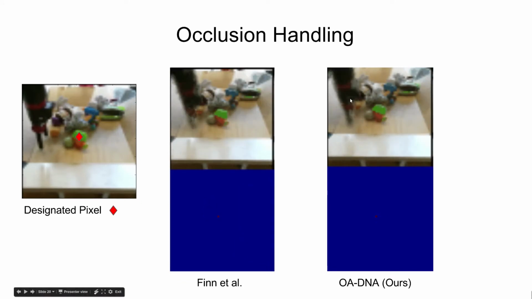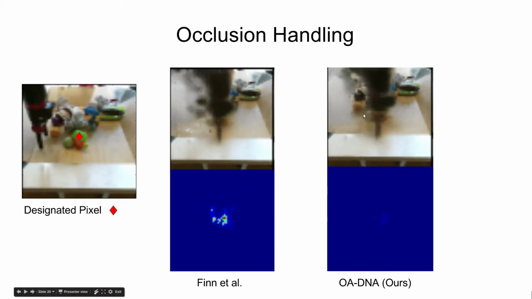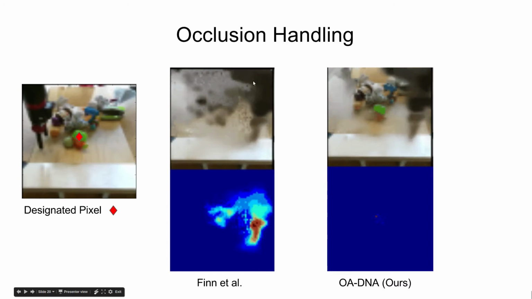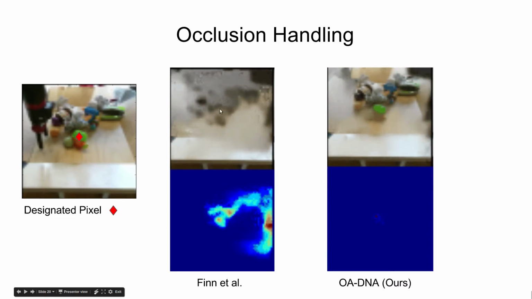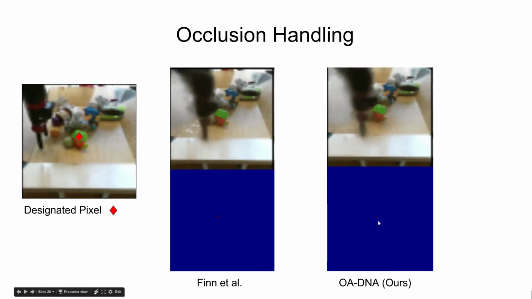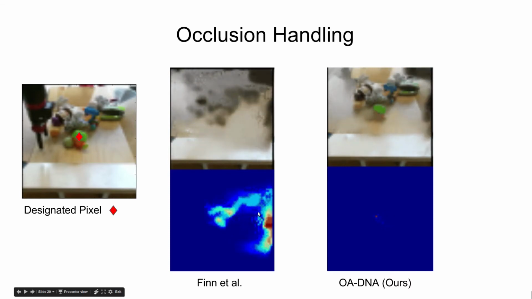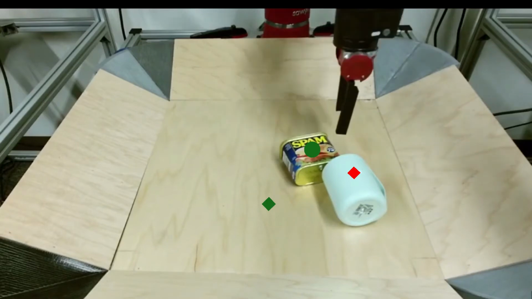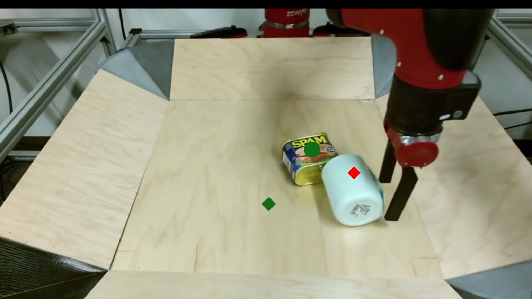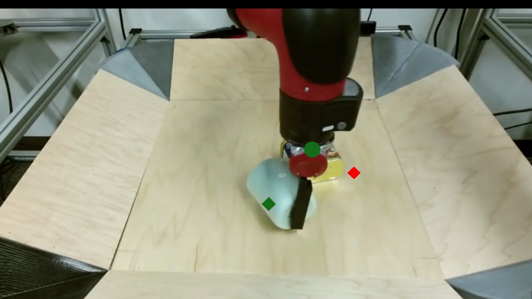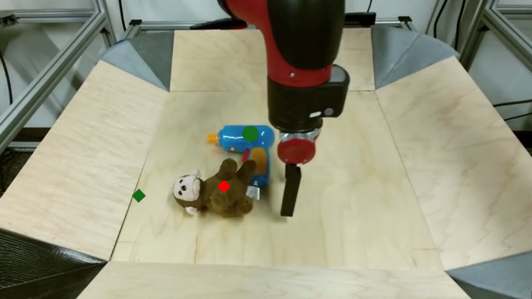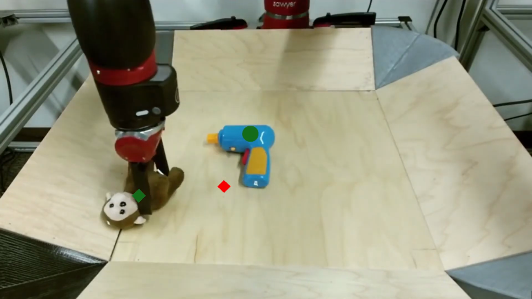Here we can see that the model that we propose in fact recovers the background, while the model by Finn et al. erases the background. Also, our model does not move the designated pixel in the background, while the model by Finn et al. does move the designated pixel. In this example, the robot successfully avoids the can of Spam in order to push the cup to the left. Here, the robot successfully moves around the power drill in order to push the stuffed animal.